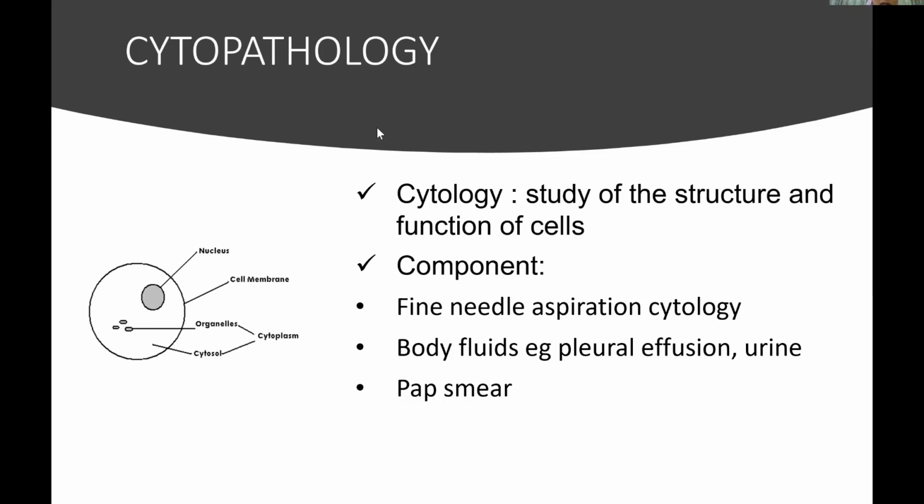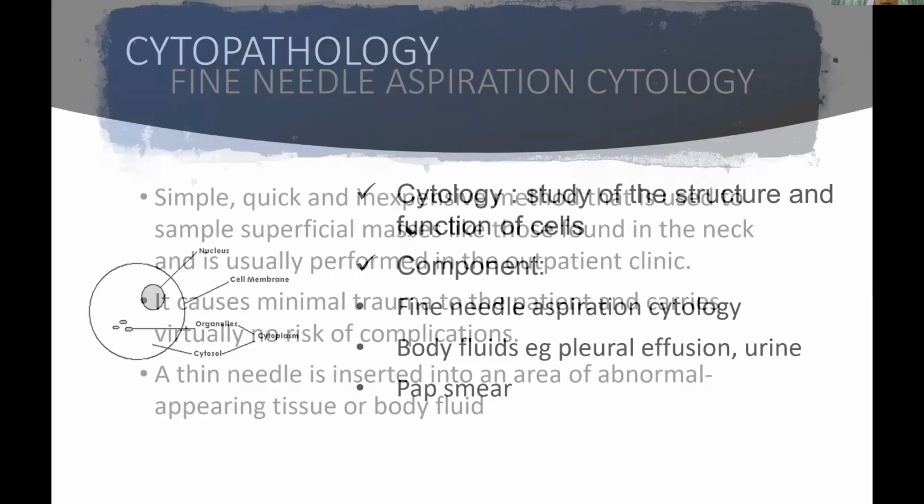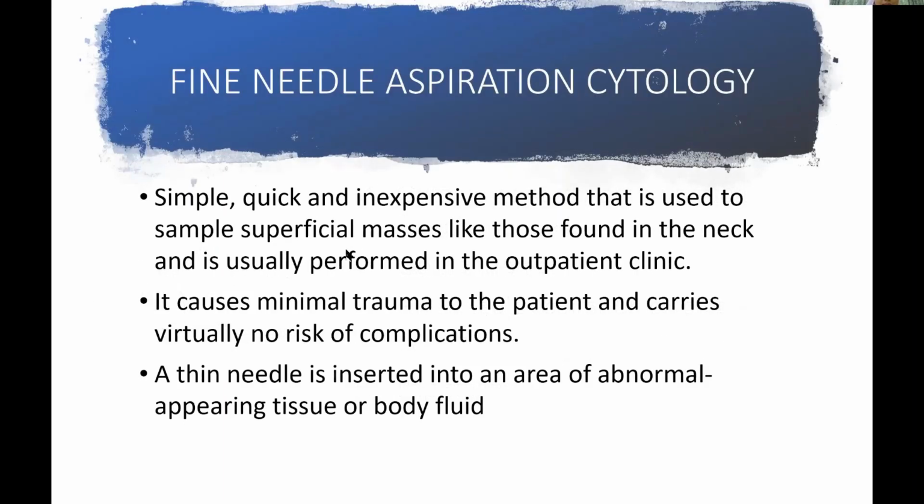What are the components in cytopathology? They have three components. Fine needle aspiration cytology, and body fluids, which include pleural effusions, urine, peritoneal fluid, and the pap smear. This is a gynecology smear. Fine needle aspiration cytology is a simple, quick, inexpensive method used to sample superficial masses like those found in the neck, and is usually performed in the outpatient clinic.